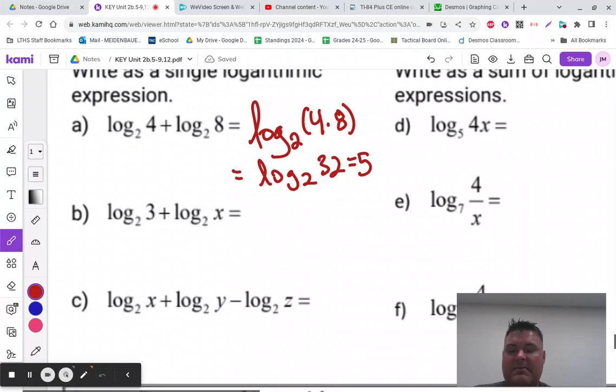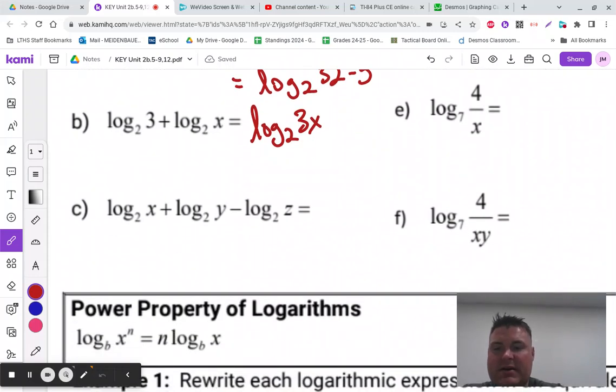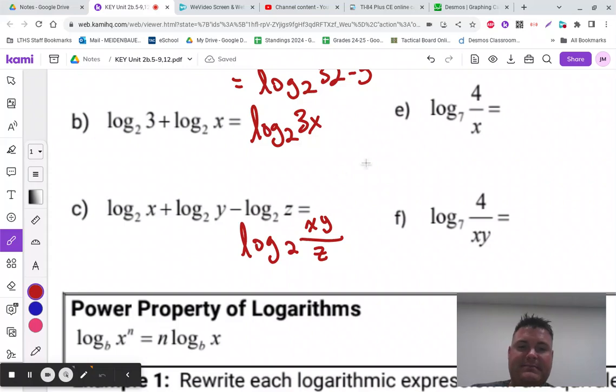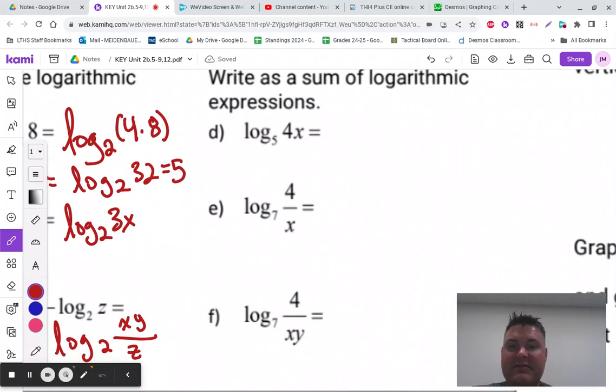Okay. Next one, I can combine these, make sure they're the same base. And then this is just going to be 3x. There's nothing else to do for that one. Bottom right here, we're going to have log base 2 of x times y with a z on the bottom. Z's on the bottom because we're subtracting that one.